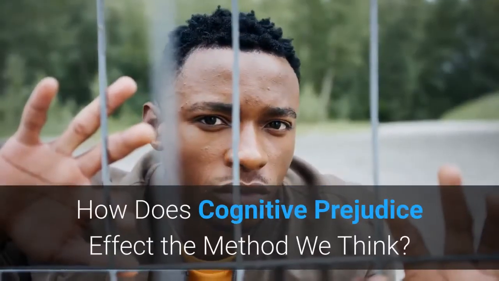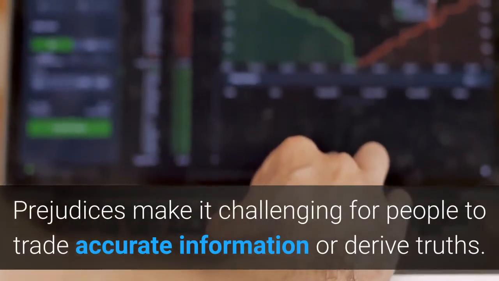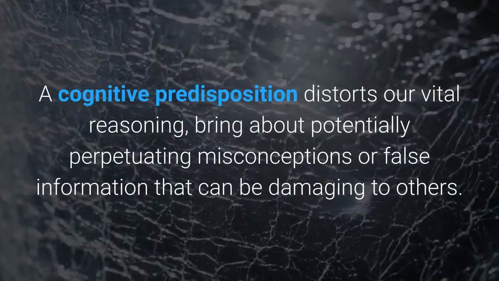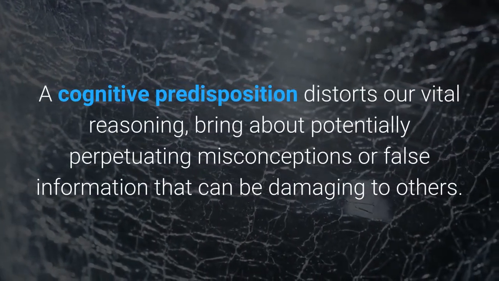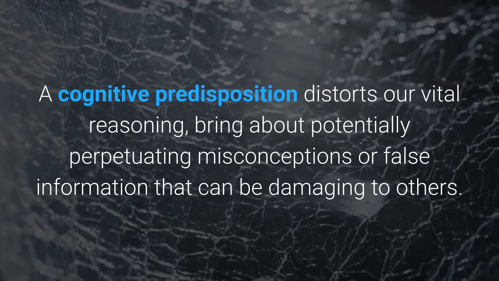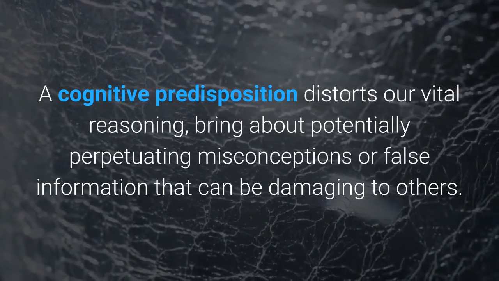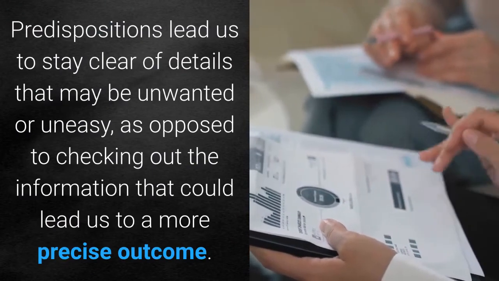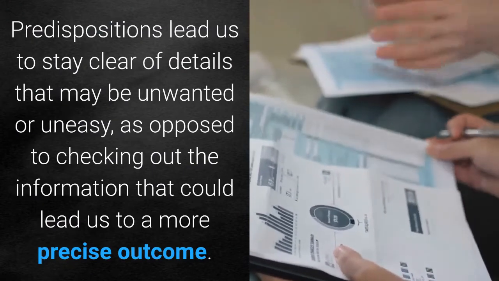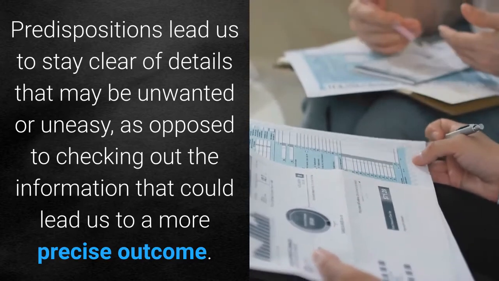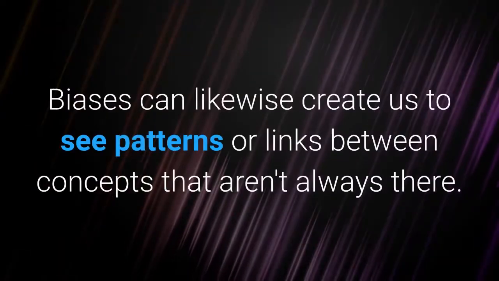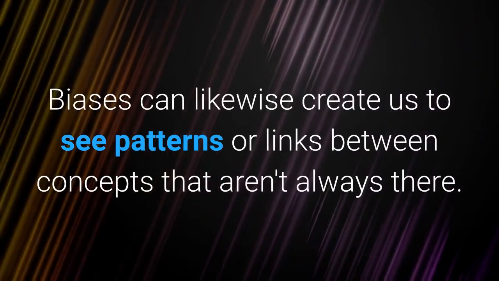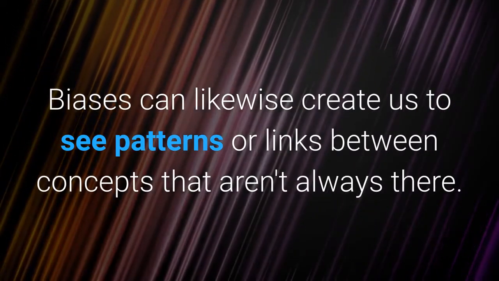How does cognitive bias affect the way we think? Biases make it challenging for people to exchange accurate information or derive truths. A cognitive bias distorts our critical thinking, potentially perpetuating misconceptions or misinformation that can be harmful to others. Biases lead us to avoid information that may be unwanted or uncomfortable, instead of exploring the information that could lead us to a more accurate outcome. Biases can also cause us to see patterns or connections between ideas that aren't always there.